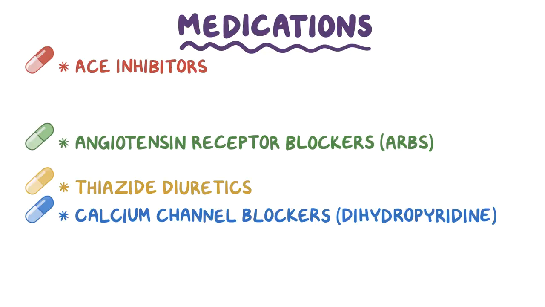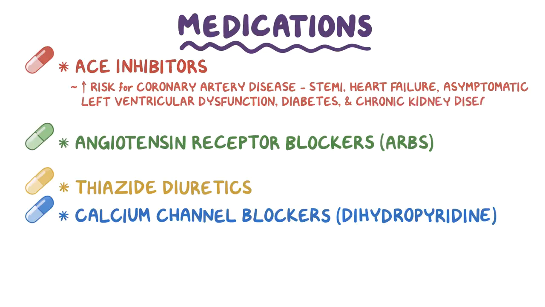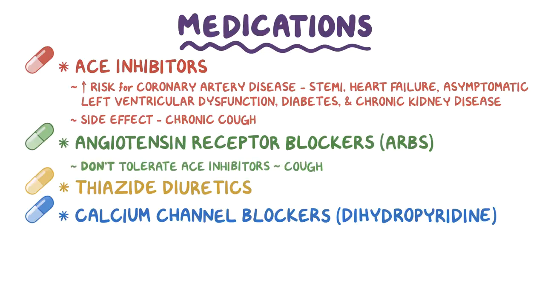Broadly speaking, ACE inhibitors are started in patients at high risk for coronary artery disease, including those with a prior STEMI, heart failure, asymptomatic left ventricular dysfunction, diabetes, and chronic kidney disease. A common side effect of ACE inhibitors is chronic cough, so ARBs are often started in patients who don't tolerate ACE inhibitors, mostly because of the cough.